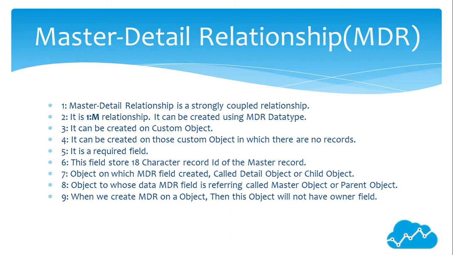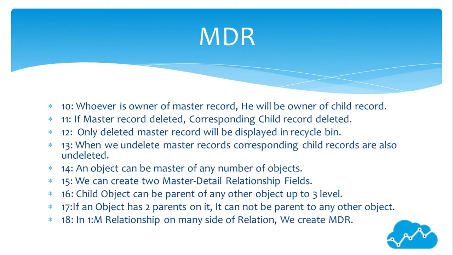The object on which the master detail relationship field is created is called detail object or child object. The object to whose data the master detail relationship field is referring is called master object or parent object. When we create master detail relationship on an object, then this object will not have owner field. Whoever is owner of master record will be owner of child record.